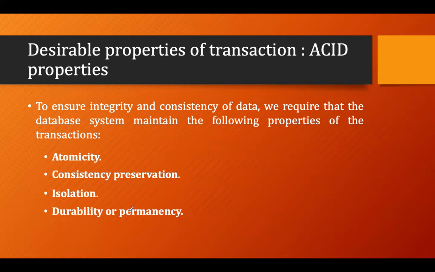There are four properties related to the transaction. These are called ACID properties. Every property's first letter is taken as the name: A, C, I, and D. That is called the ACID properties of the transaction. It is very popular, and you can find these properties in any database book.